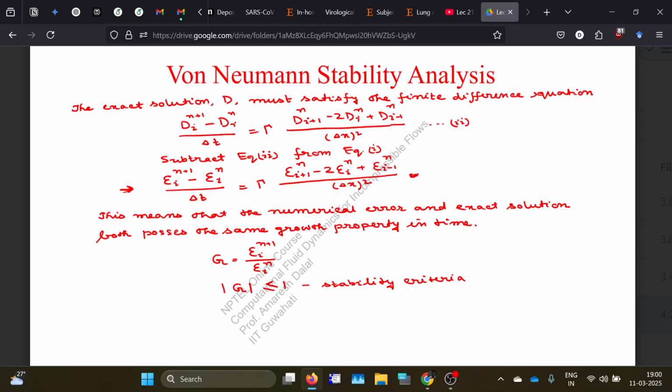So I need some space. My equation was this: epsilon i plus 1 minus epsilon i, over delta t, equals gamma, then whatever, epsilon i plus 1 minus 2 epsilon i plus epsilon i minus 1, all of which divided by n plus 1. Okay, this is my equation.